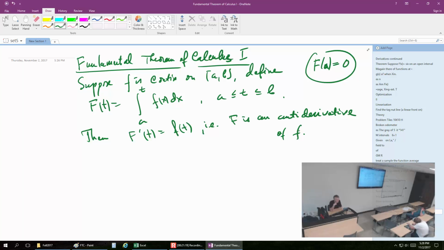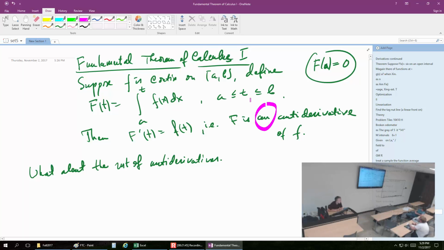So let's quickly review a certain topic from a while ago, and that is, what about the rest of the antiderivatives? Do you remember what I'm talking about? So the concern should be right here. I say it is an antiderivative. Okay, so what about the rest? Are there other antiderivatives? There should be.